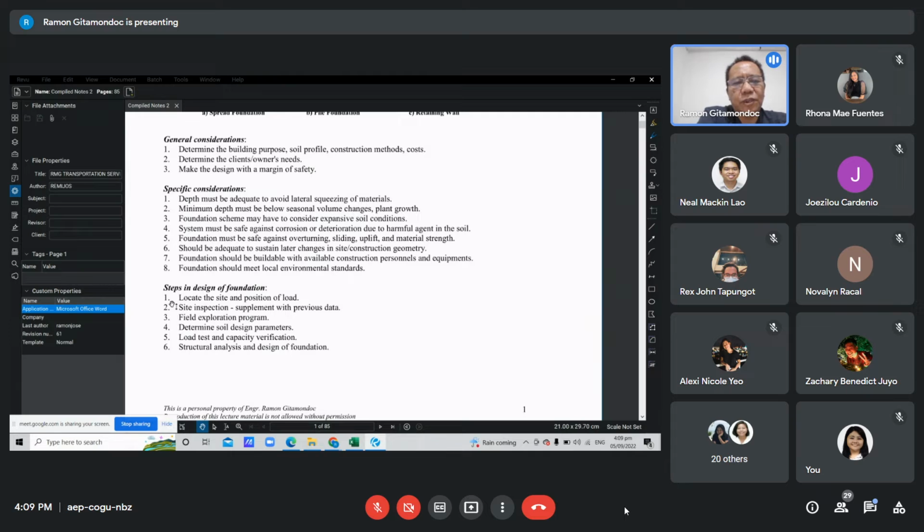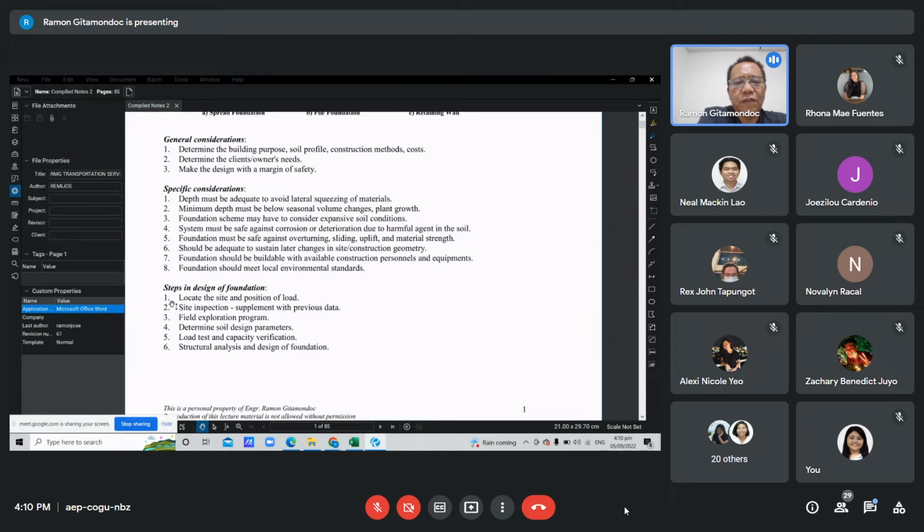soil. This is especially a concern if we are constructing on landfills, where different kinds of materials, chemicals which can be harmful to the soil or to the footing, are dumped. Or foundations near outfalls or sewers. So we also need to watch out for that.